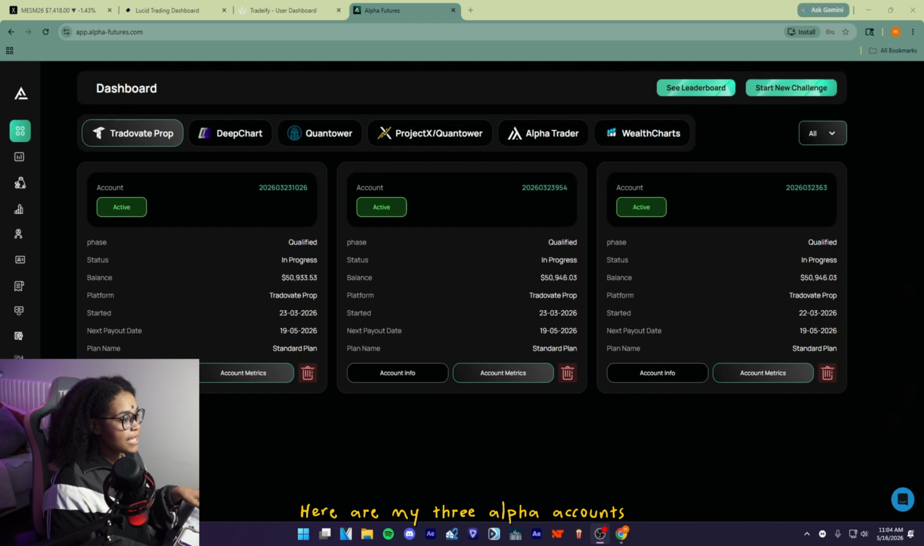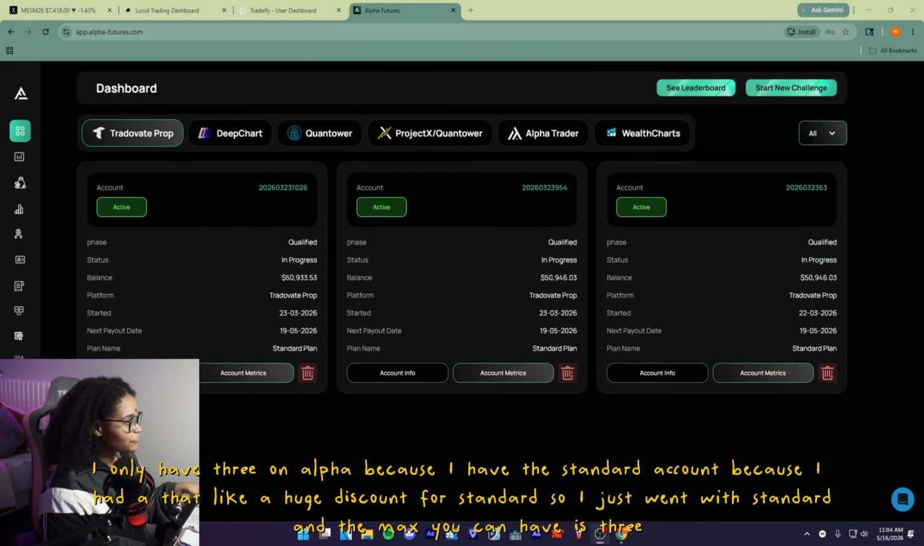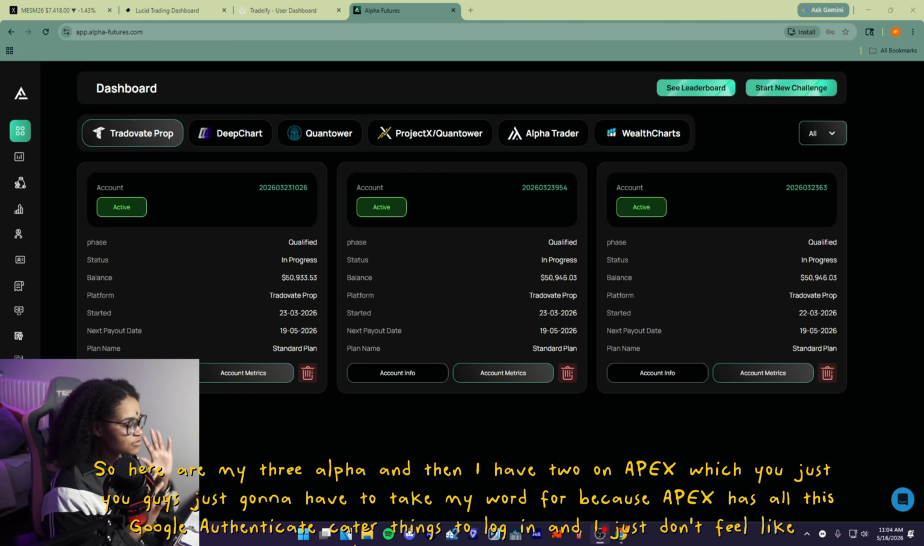Here are my 3 Alpha accounts. I only have 3 on Alpha because I had the standard accounts, which had a huge discount, so I just went with standard. And the max you can have is 3. Then I have 2 on Apex, which you guys are just going to have to take my word for, because Apex has all this Google Authenticator to log in, and I don't feel like Google authenticating right now.